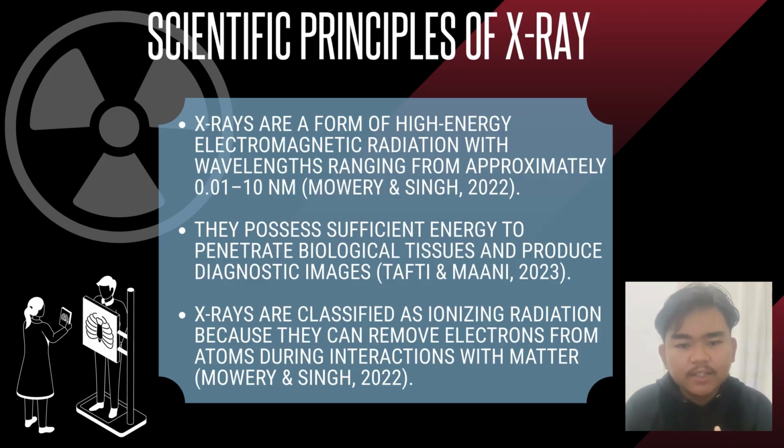What exactly is an X-ray? X-rays are a form of high-energy electromagnetic radiation with wavelength ranging from approximately 0.01 to 10 nanometers. They possess sufficient energy to penetrate biological tissues and produce diagnostic images. X-rays are classified as ionizing radiation because they can remove electrons from atoms during interaction with matter.